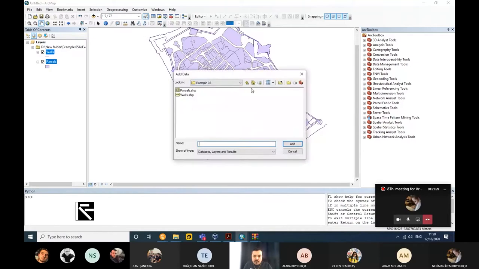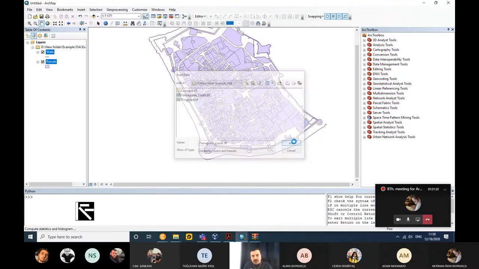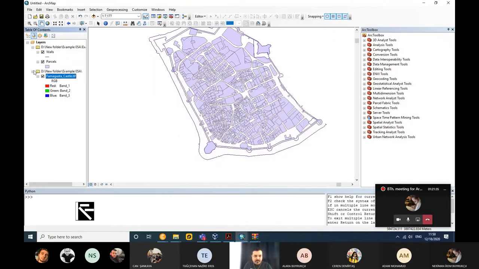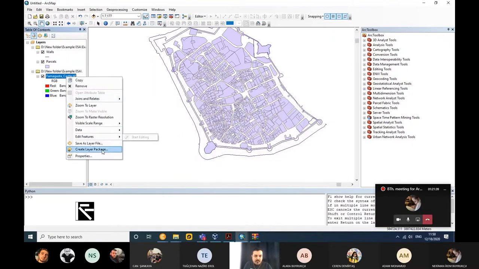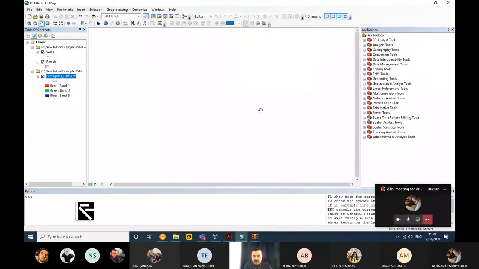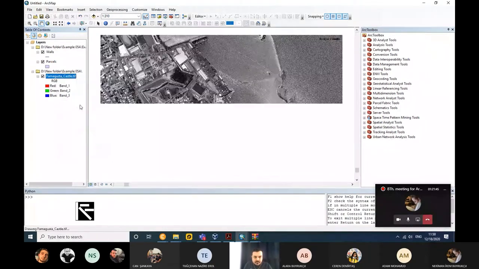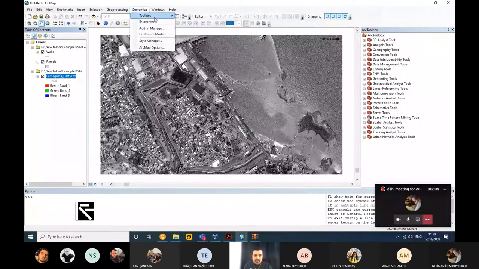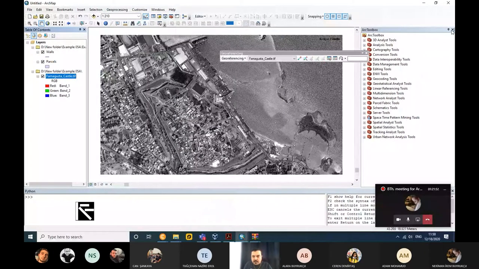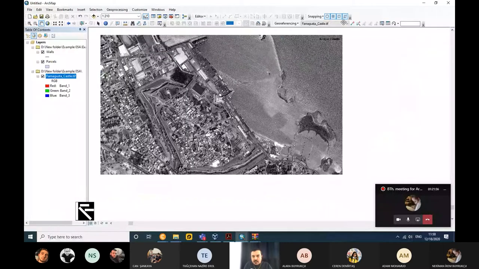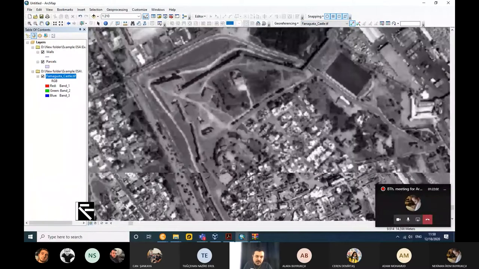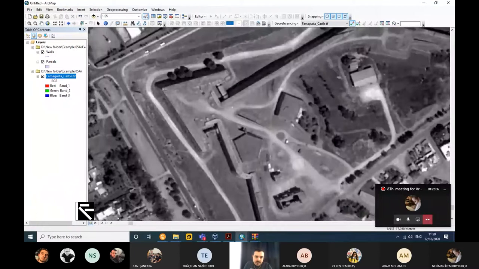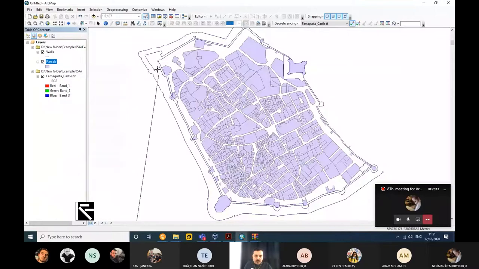Now, I'm also going to add the Famagusta Castle, which doesn't have any spatial reference. If I zoom in, it is inside the null island. Again, from Customize, I'm going to get my georeferencing toolbar. I take my point from Famagusta. My first point starts from, let's say, here. This time I get the top of it. Then I zoom to the other one and I set that point to come here.